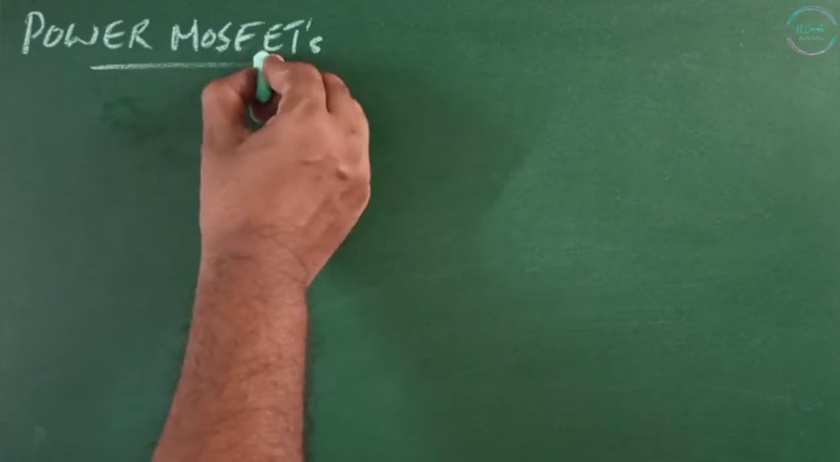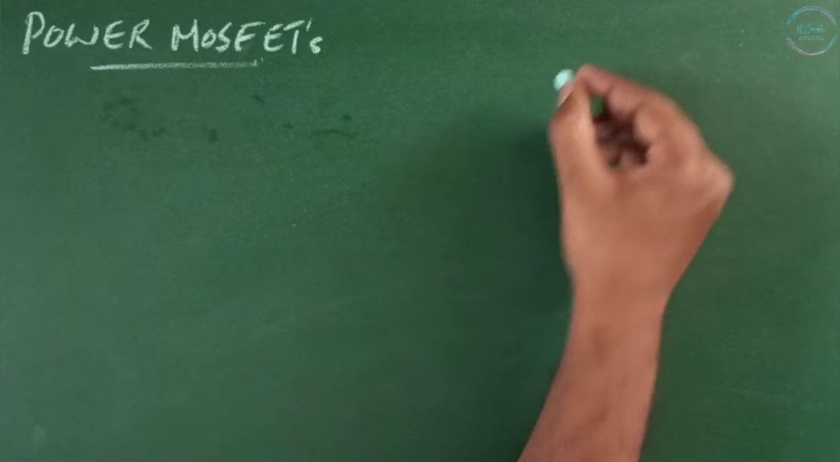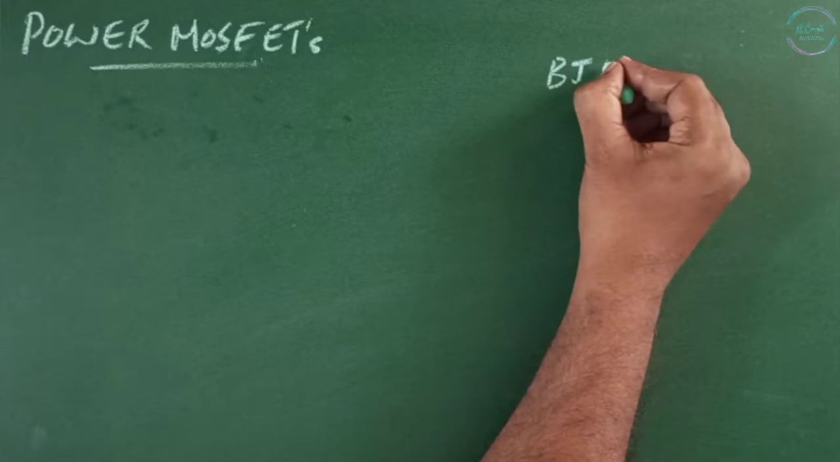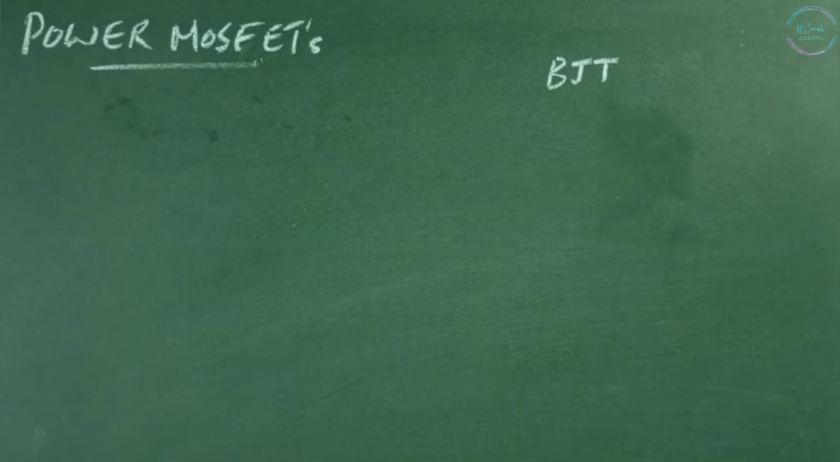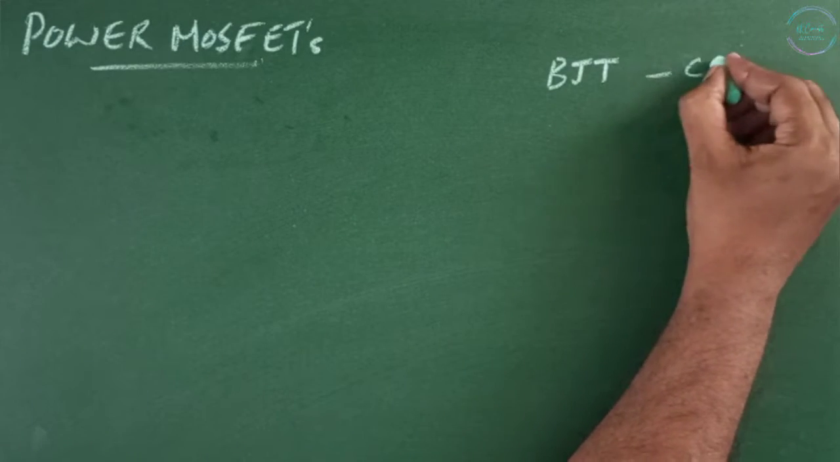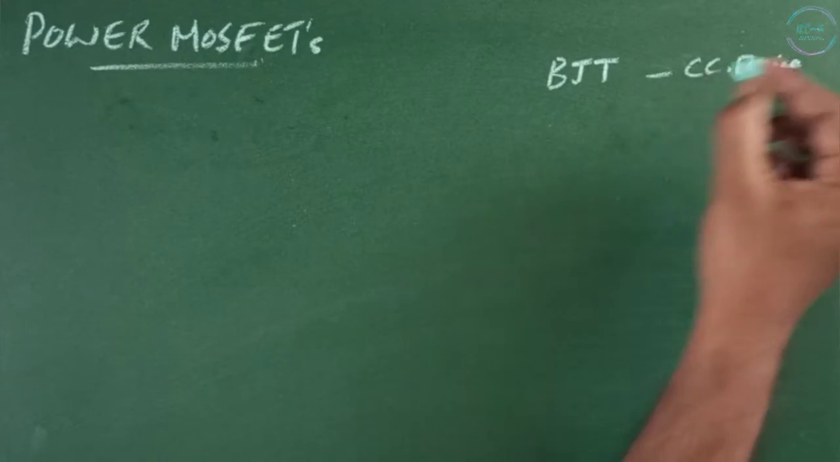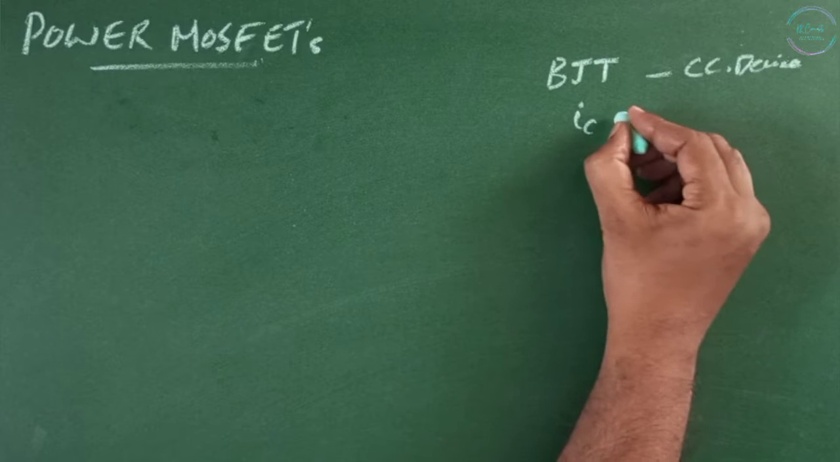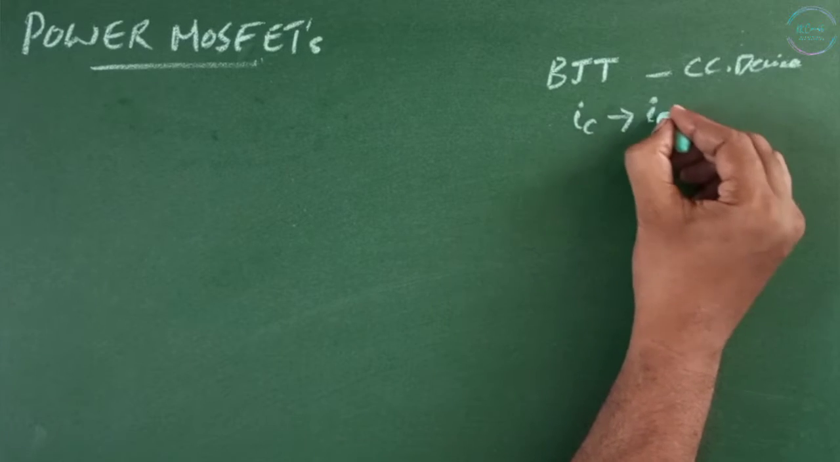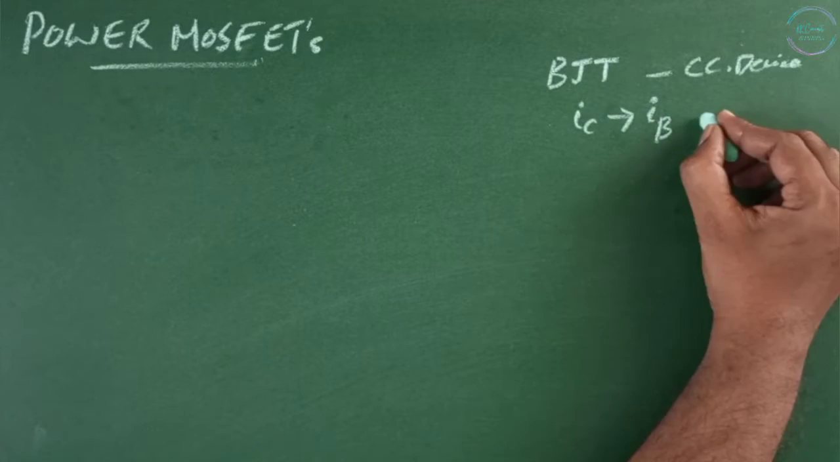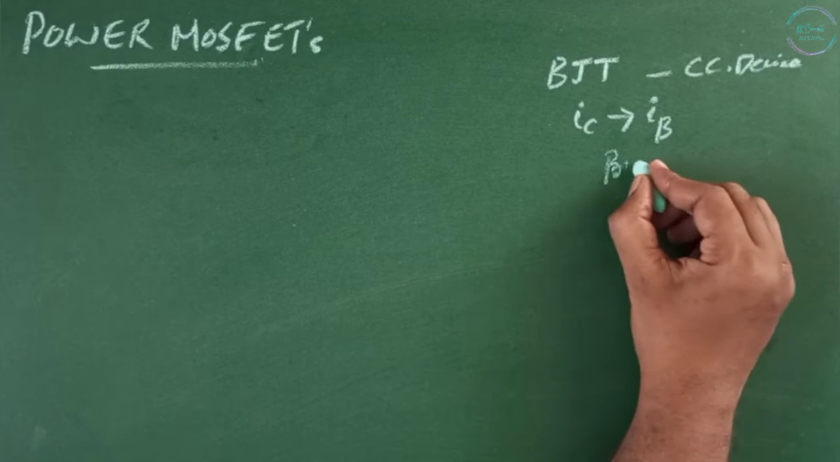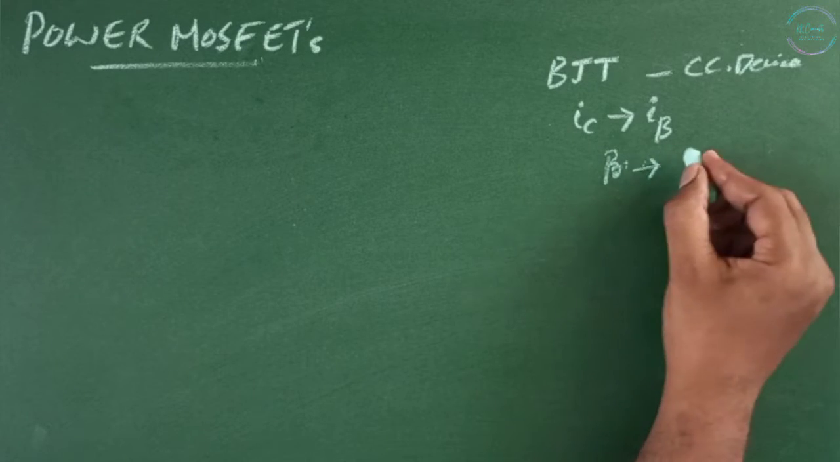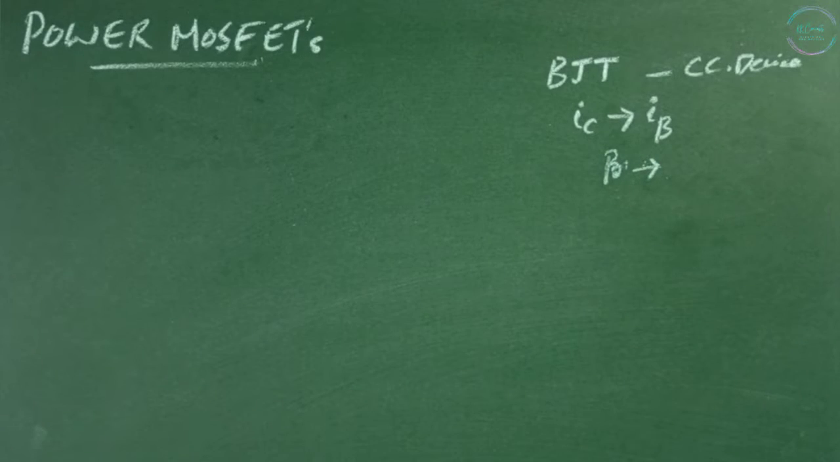Power MOSFETs. In the previous video, we have seen the BJT, bipolar junction transistor, which is a current controlled device. The collector current IC is going to depend upon the base current IB. These two depend on the current gain beta. Beta is going to influence the junction temperature.